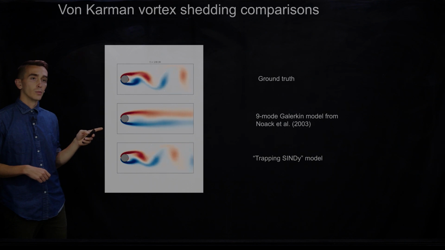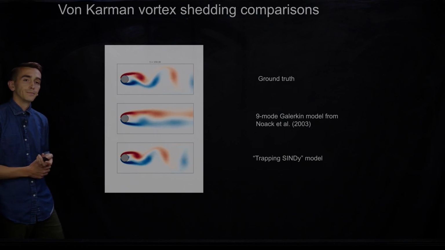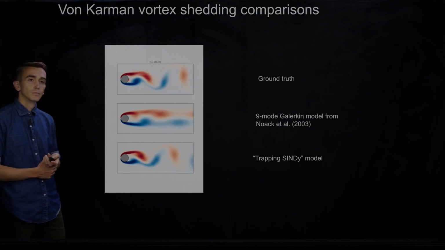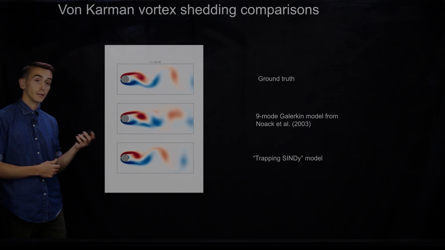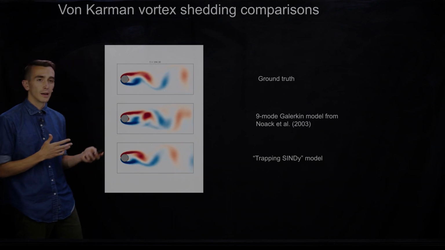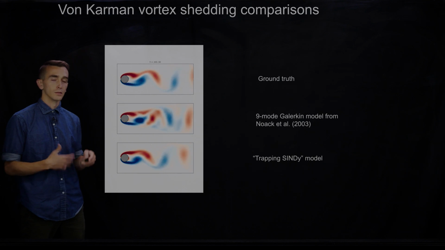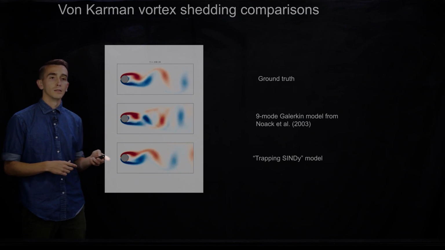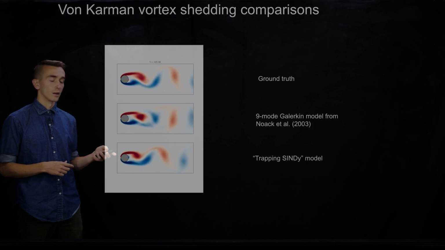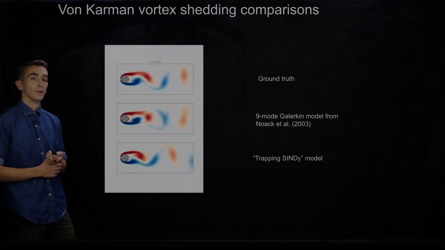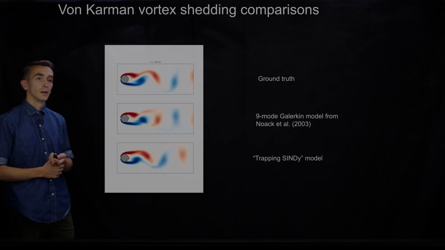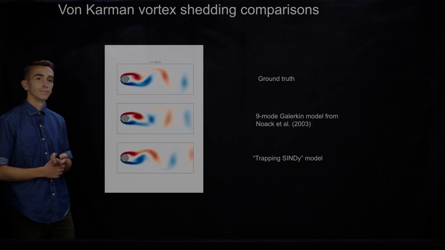And now we're waiting for the 9-mode Galerkin to start the transient. It's starting to do a little. Great, so the 9-mode model has started vortex shedding, but you're going to see that not only has it got the transient wrong, but the downstream vortices aren't quite right. There's some sort of shimmering. It's not quite nicely getting this like our trapping SINDy model. So I'll just wait a second here and then I'll change, but this is going to keep going for a while.